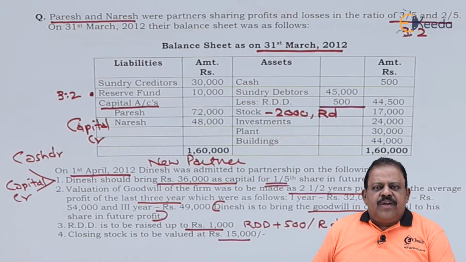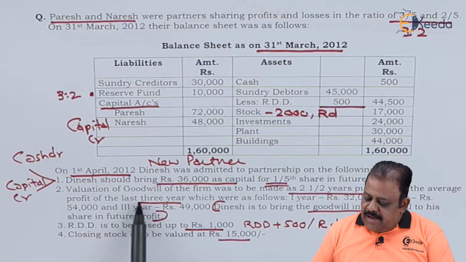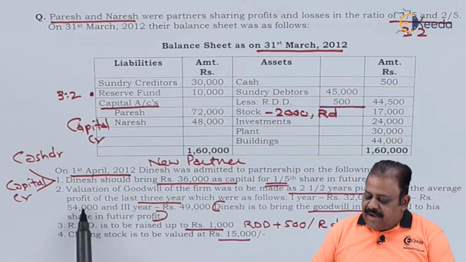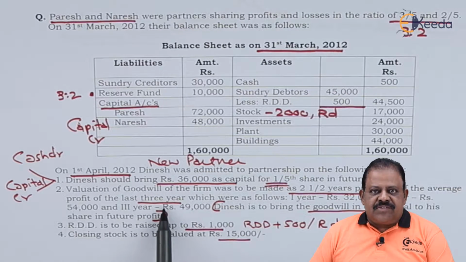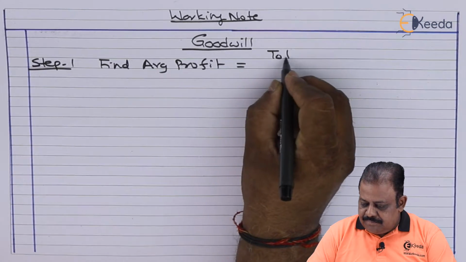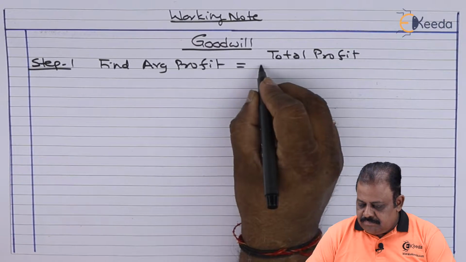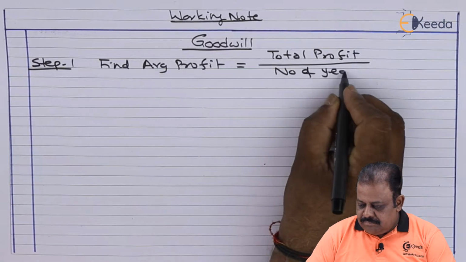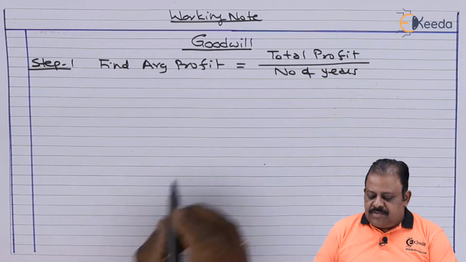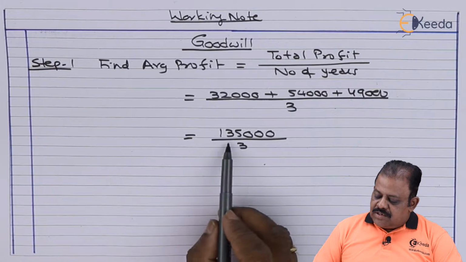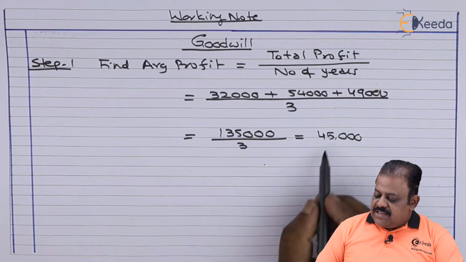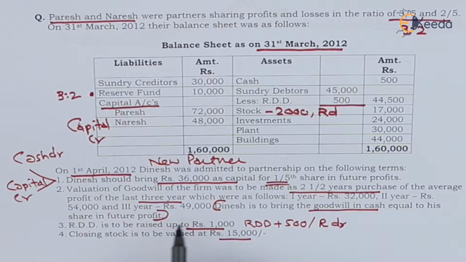Let us do first working note for goodwill. Valuation of goodwill of the firm was to be made at 2.5 years purchase of average profit of last 3 years. Step 1, find average profit. That is equal to total profit divided by number of years. Total profit of 3 years 1,35,000 divided by 3. So average profit is 45,000.